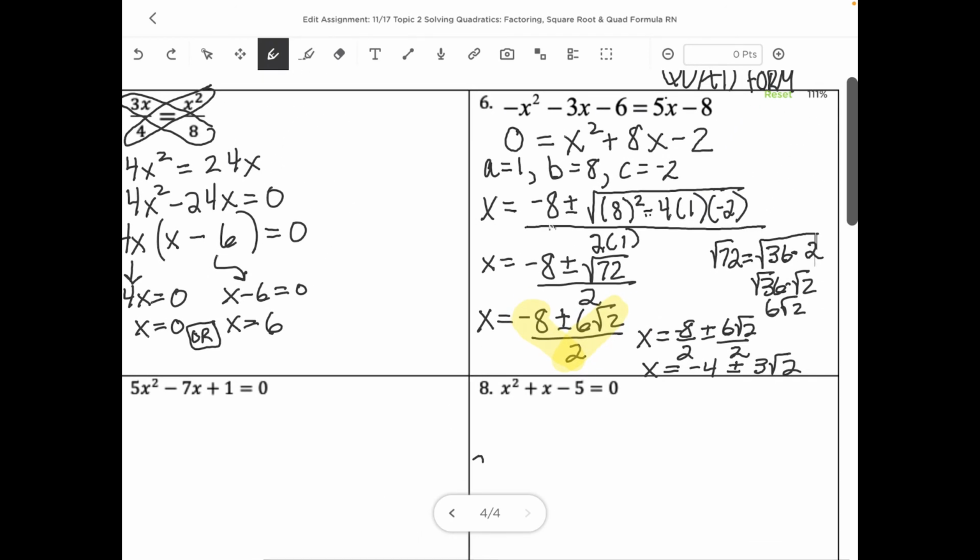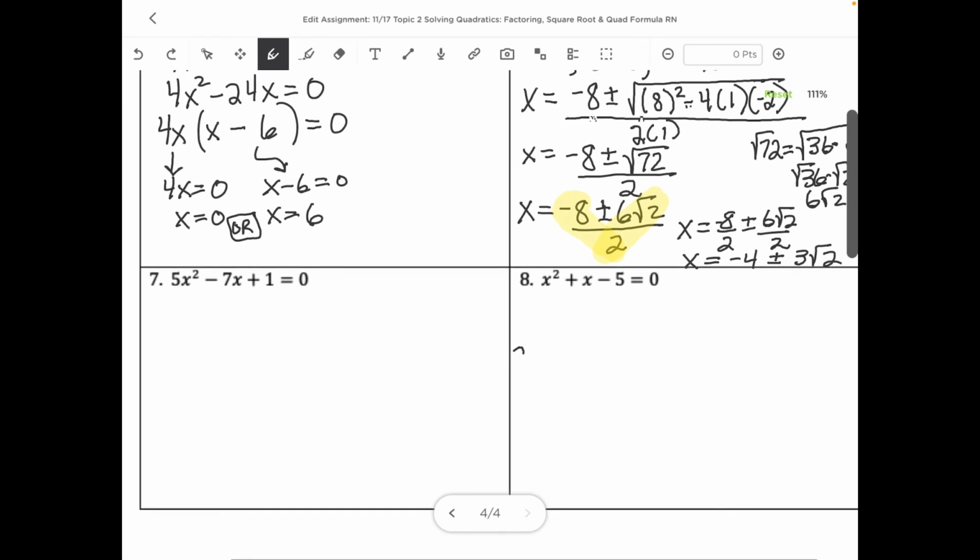Okay, number 7. Now, remember the first thing you've got to do is establish what type of method you're going to do to simplify. And so when you're looking at number 7, you should check to see, is there a GCF, or can I factor by difference of squares, or can I factor because it's a trinomial? And then if not, you can go to the quadratic formula.